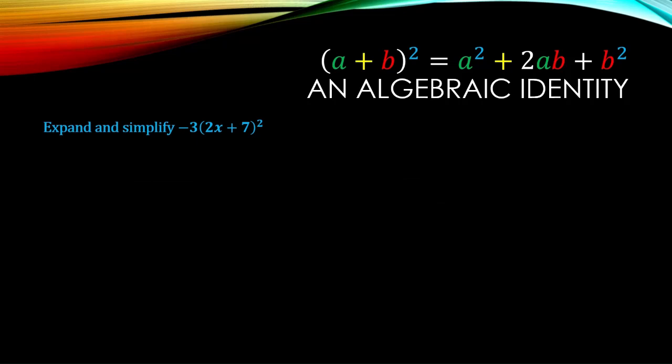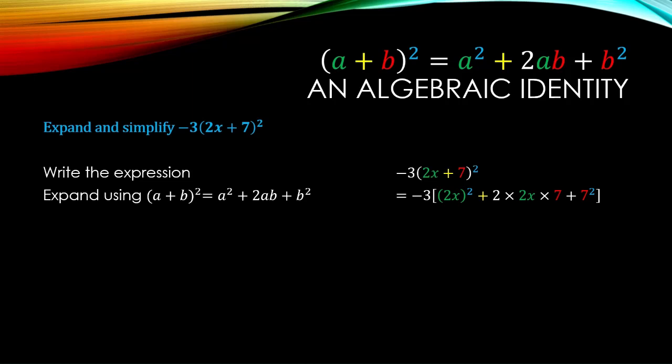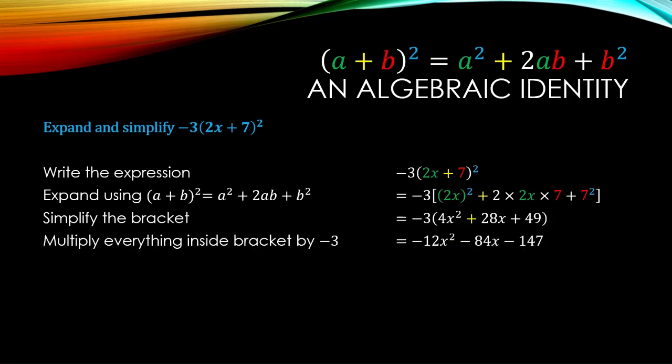Let's look at another example. 2x plus 7 all squared multiplied by minus 3. Using the algebraic identity, 2x plus 7 all squared gives 4x squared plus 28x plus 49. Multiplying 4x squared plus 28x plus 49 by minus 3 gives minus 12x squared minus 84x minus 147.